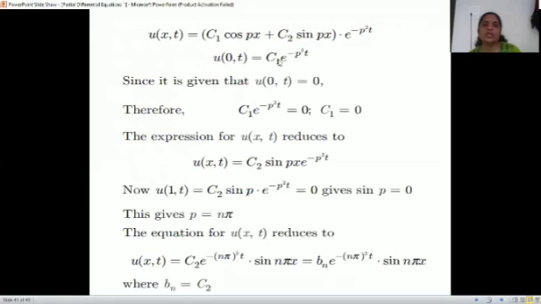So u(0, t): you have to use x is 0 here. Put x is 0, we get c1 e raised to minus p square t. But it is equal to 0, given to you. So this is 0, but the exponential term should not be 0. That's why c1 is equal to 0. The expression for u then reduces to, with c1 equal to 0, simply c2 sin px e raised to minus p square t.